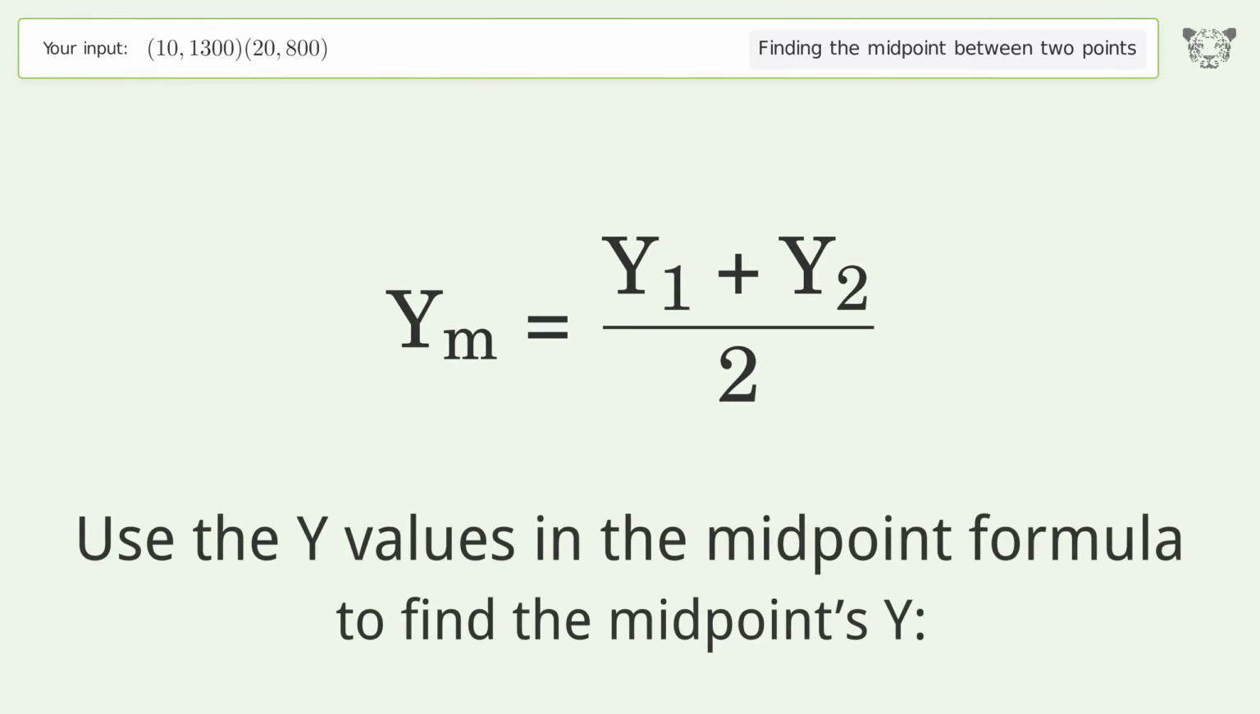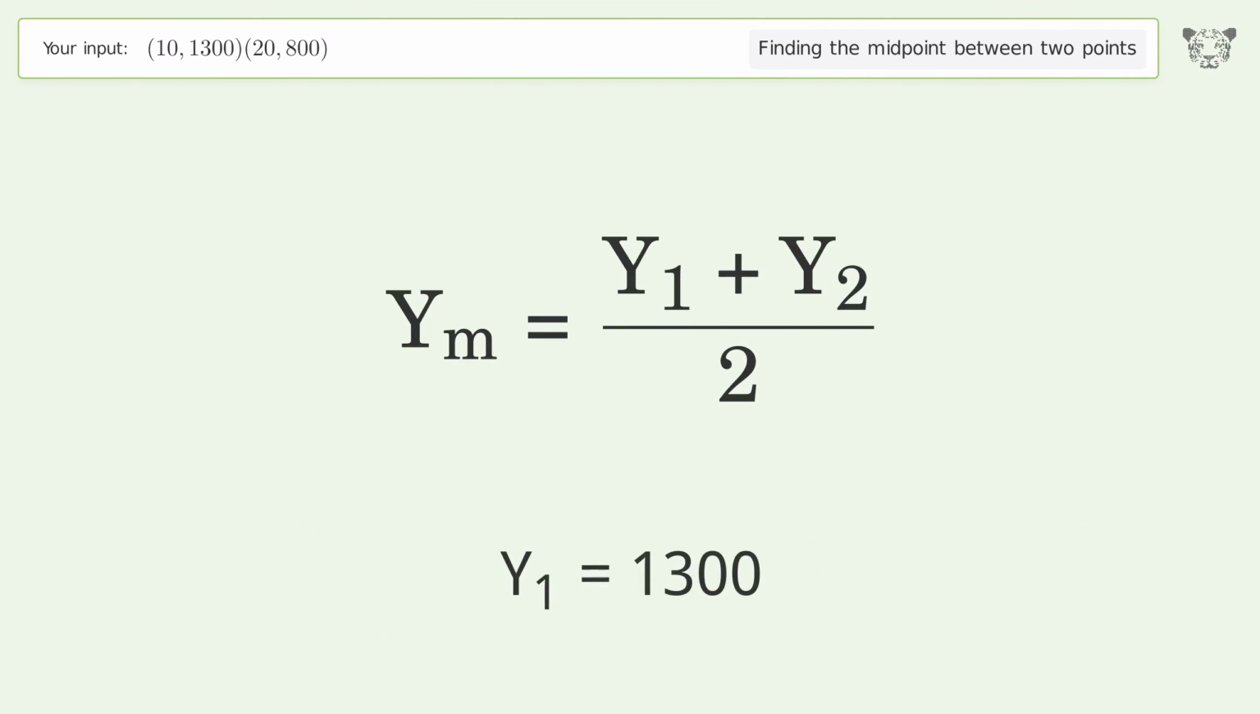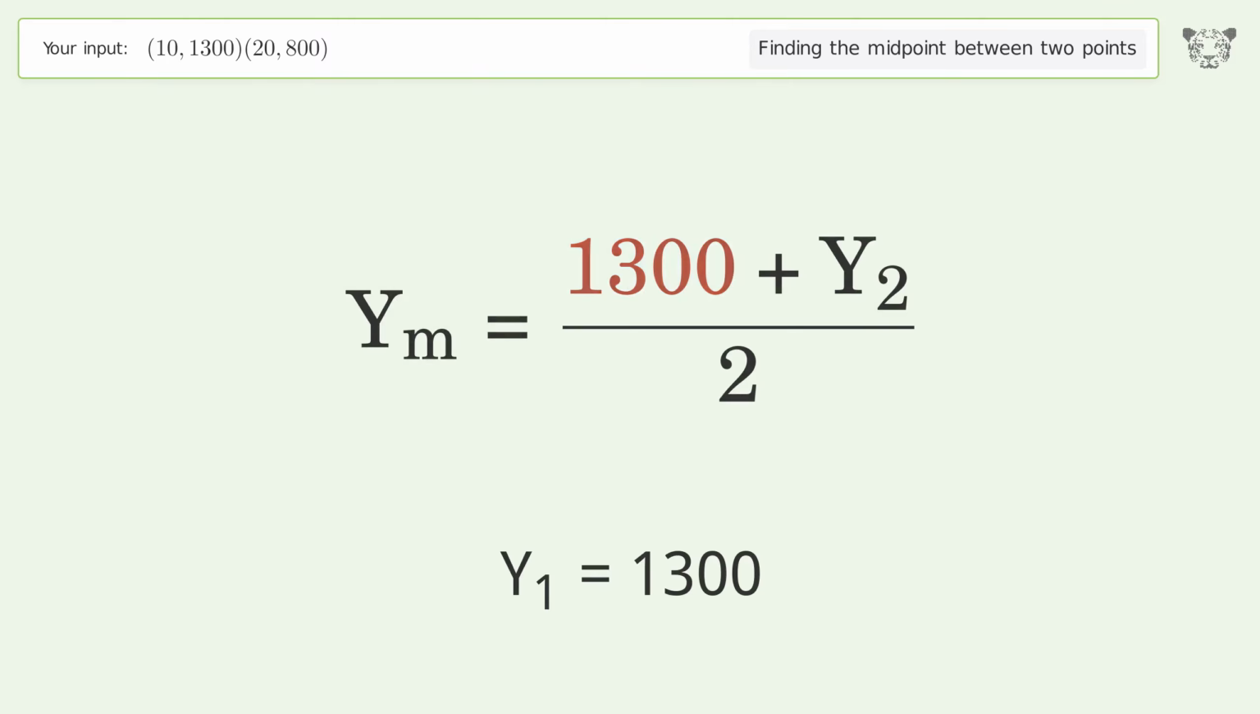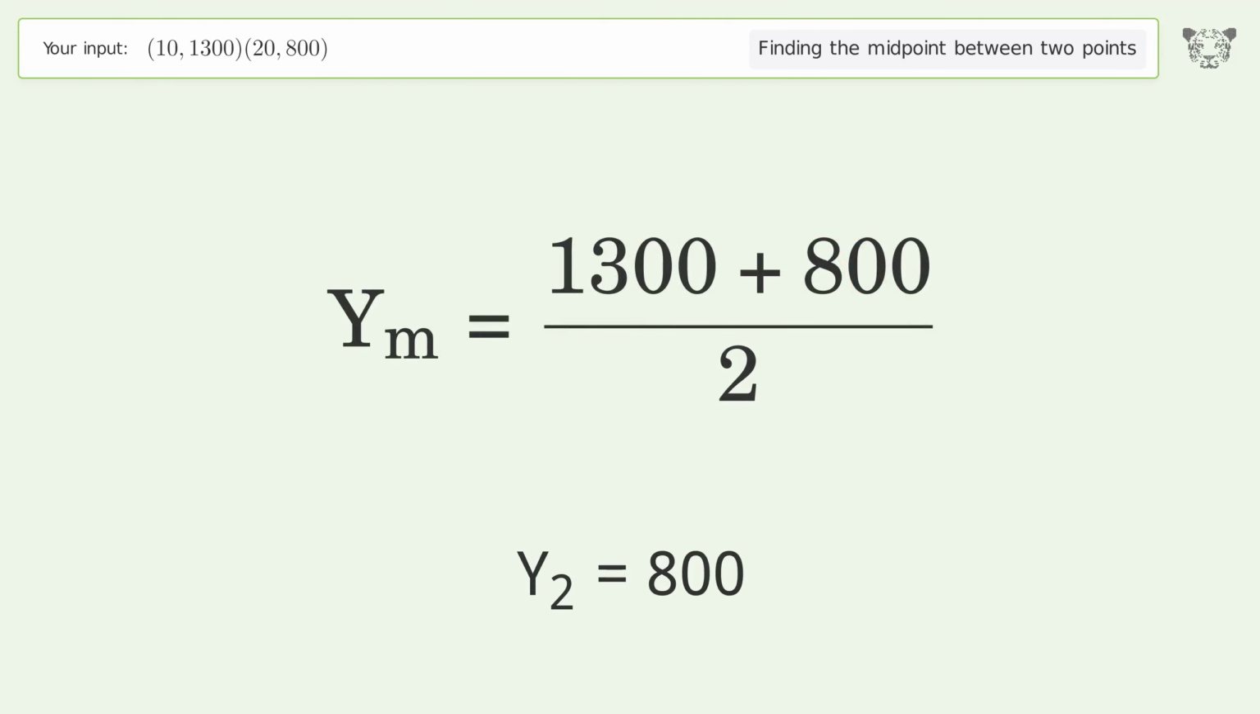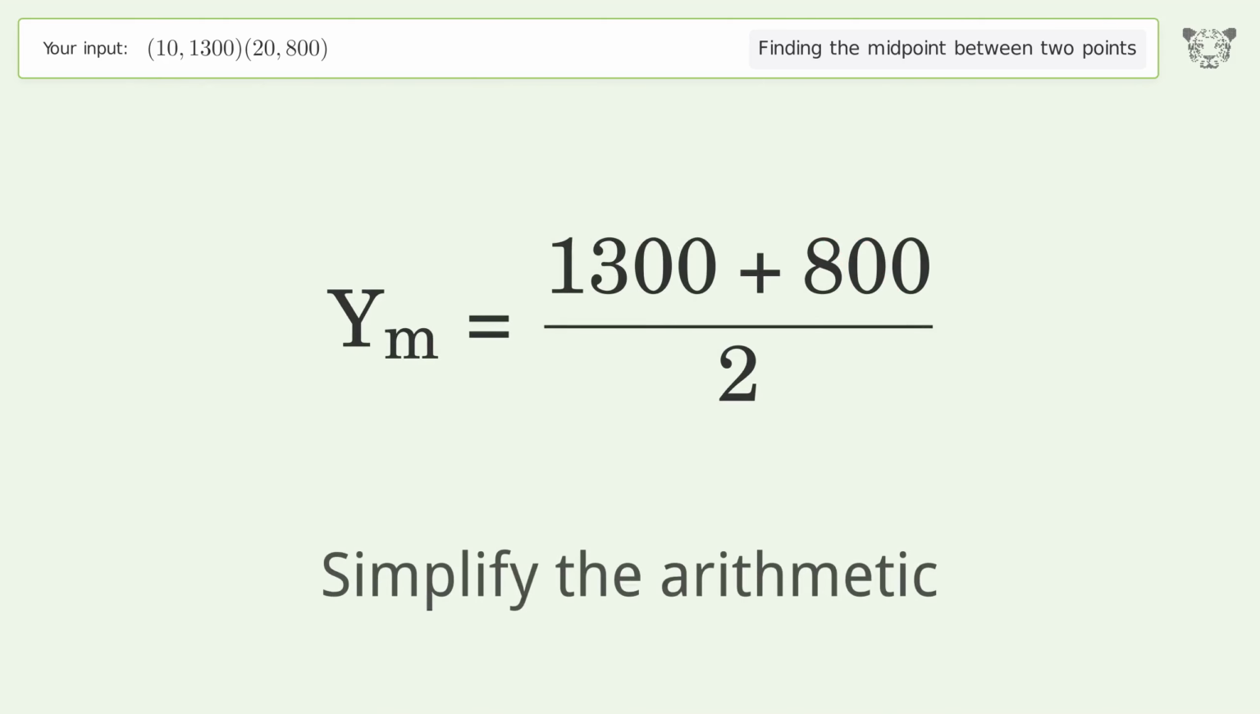Use the y values in the midpoint formula to find the midpoint's y. y1 equals 1300. y2 equals 800. Simplify the arithmetic.